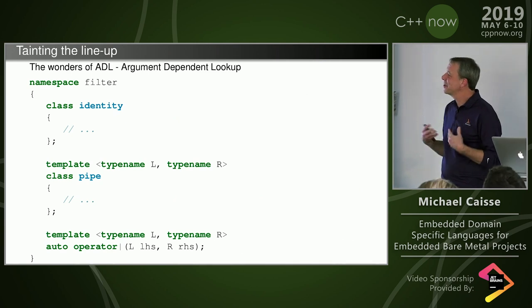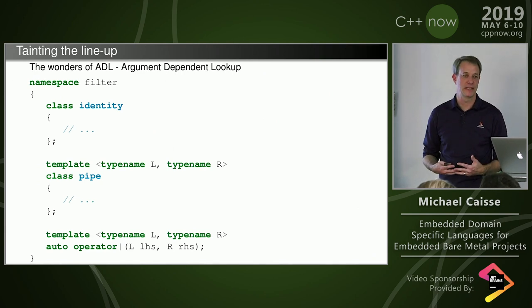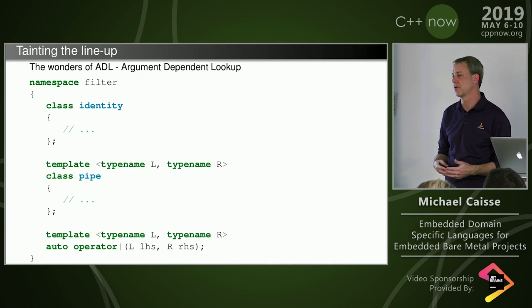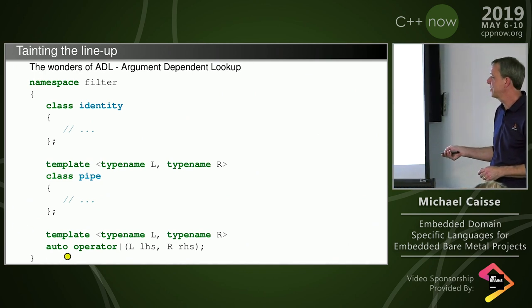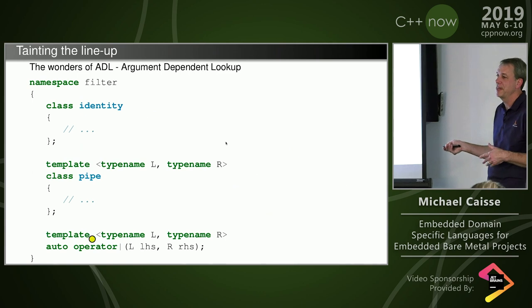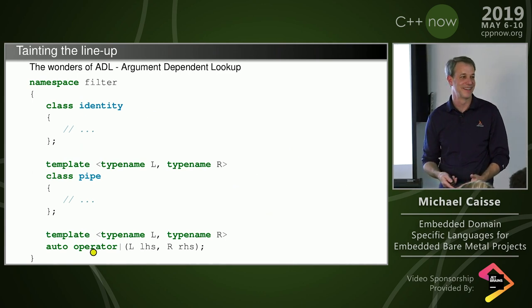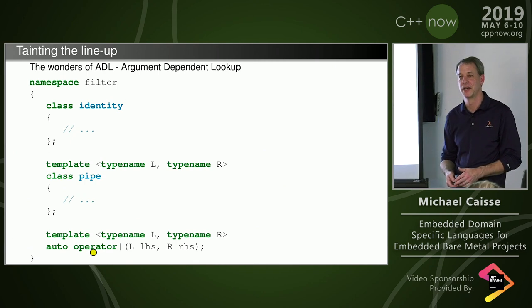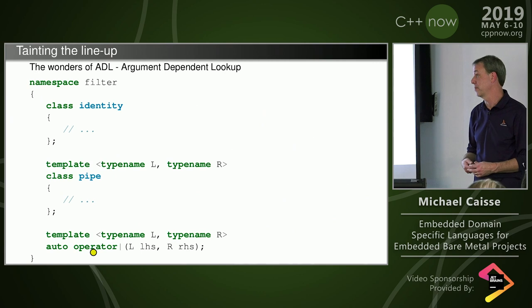So in order to get some of this to work, we are going to actually need to put everything into a namespace. The reason we do this is for argument-dependent lookup. I want this operator to be discovered when things that are in the namespace with that operator are one of its arguments. That will help make my life easier. Sometimes we call this tainting it. We're going to taint the operator.